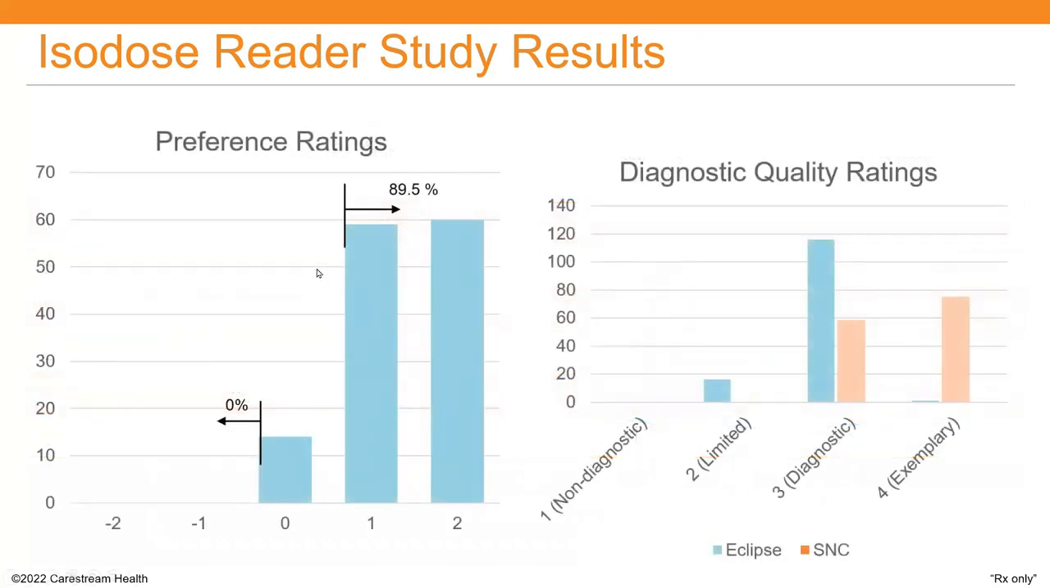The distribution of preference ratings indicates that greater than 89% of all preference ratings showed slight to strong preference for SNC. From the distribution of diagnostic quality RADLEX ratings, there were no instances of images rated non-diagnostic in the study, and most of the EVP Plus only responses were diagnostic, whereas most of the SNC images were rated exemplary. None of the SNC images were rated lower than diagnostic.